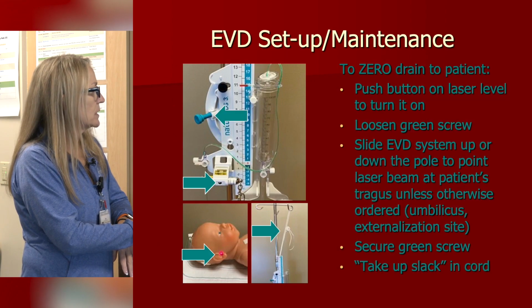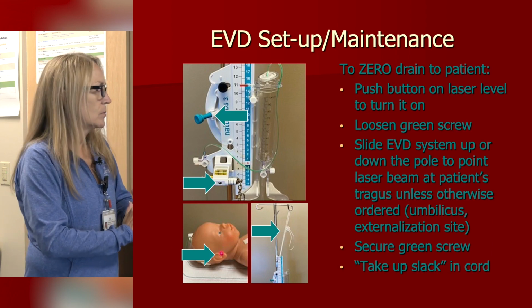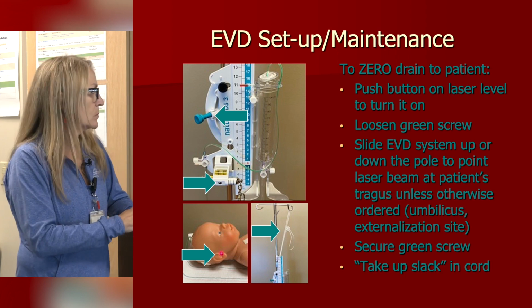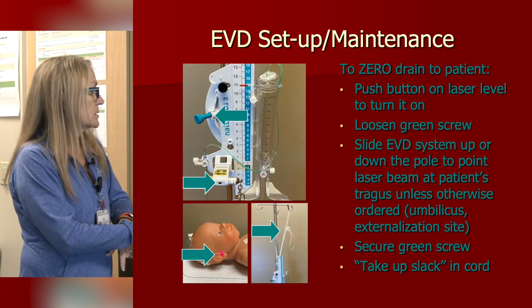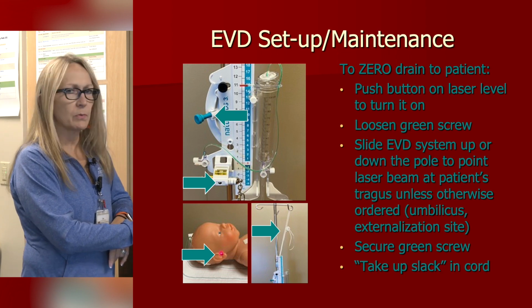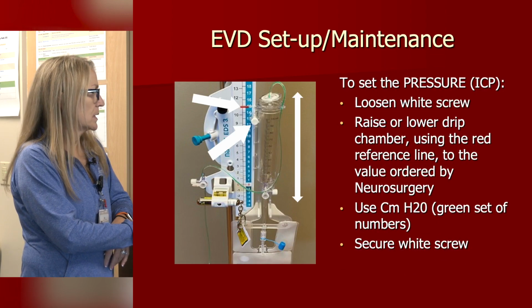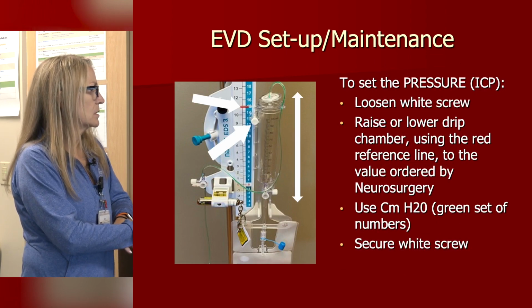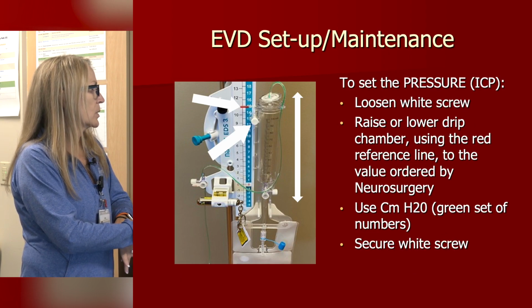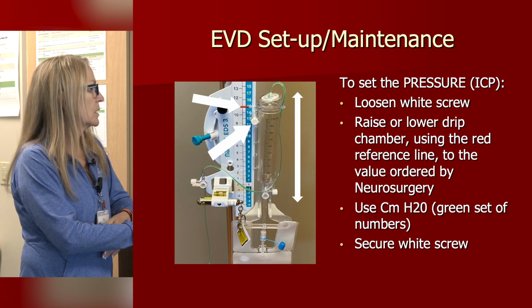And at that point, after you get it where you want it, the 0 to the tragus or wherever the order is, you will take the slack up in the rope. Sometimes when you're moving it up or down, you have to give yourself some slack to move it, but then always remember to take back up the slack so that it's good and secure on the pole. And then, like I said, the pressure, which is the pressure inside the brain, is the number that we are setting that to, which will allow the CSF to exit the brain when it gets to that pressure and go to the bag for us to collect it.